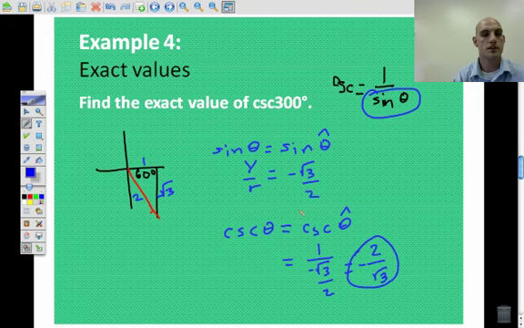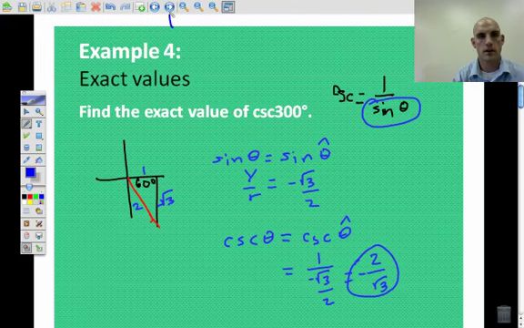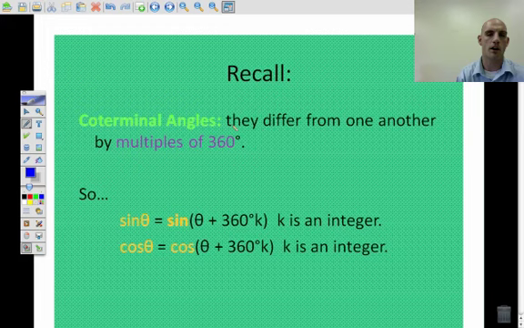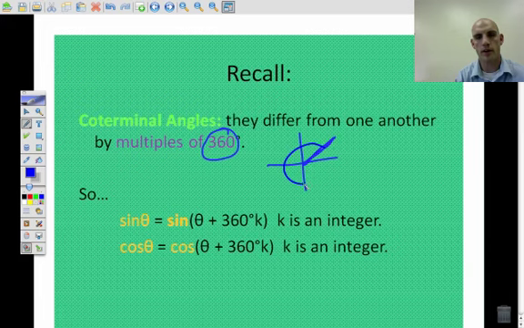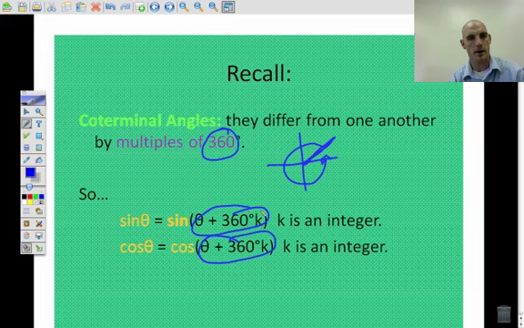Okay? So the last little bit, we're going to recall coterminal angles. Coterminal angles differ from one another by multiples of 360 because when we're in the coordinate plane and we have a theta here, if I go all the way around, I come to another angle that's coterminal. They fall on the same terminal side. So, theta plus 360 times k. They're all on the same terminal side, but they're just differing by 360 degrees.